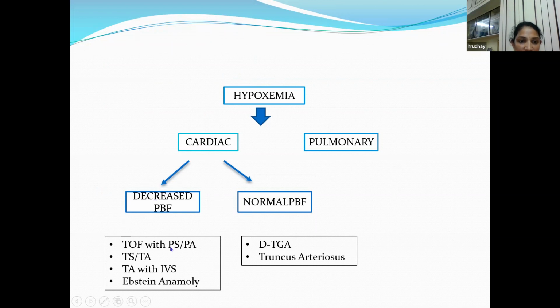In the X-ray, if there is decreased pulmonary blood flow, that is oligemic lung fields, think of TOF, tricuspid stenosis, or tricuspid atresia with intact ventricular septum, Epstein's anomaly. Whereas normal blood flow is seen with cardiac conditions like D-TGA and truncus arteriosus.